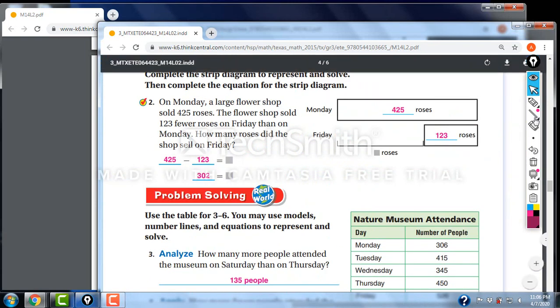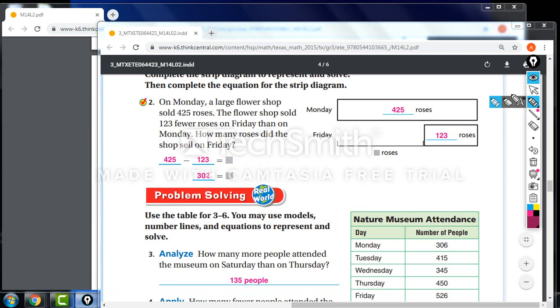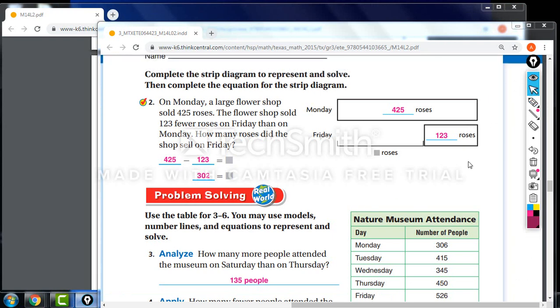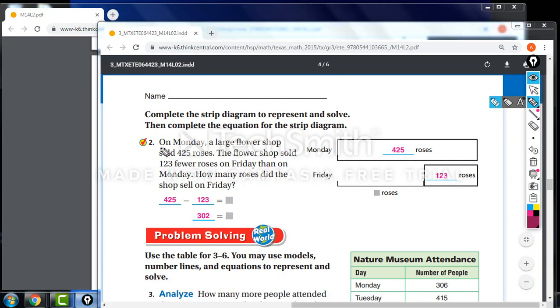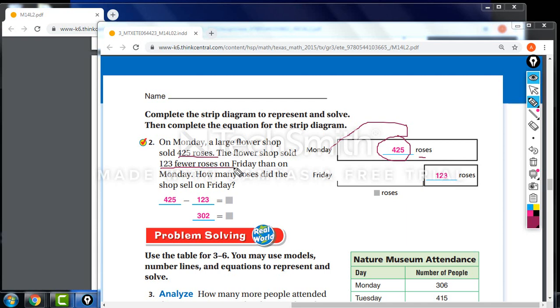So let's look at this strip diagram here. On Monday, a large flower shop sold 425 roses. So Monday, you have 425 roses. We know that already. The flower shop sold 123 fewer roses on Friday. So this is my subtraction for Friday.